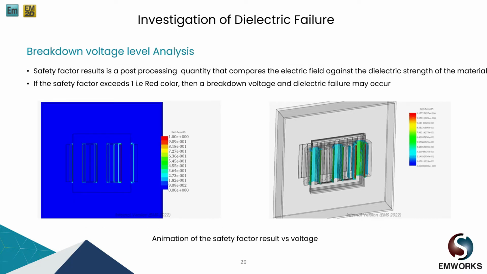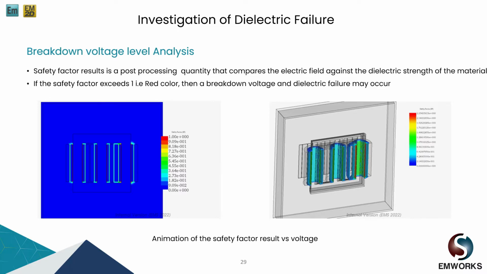We have a quantity called the safety factor. The safety factor is a post-processing quantity that compares the electric field against the dielectric strength of the material. The software compares them automatically, and then it generates a quantity, which is the safety factor.